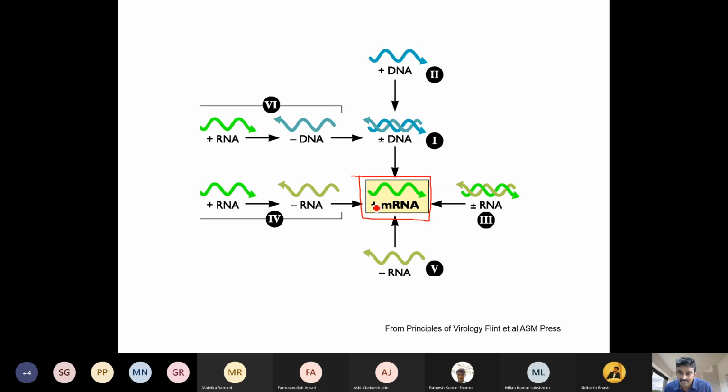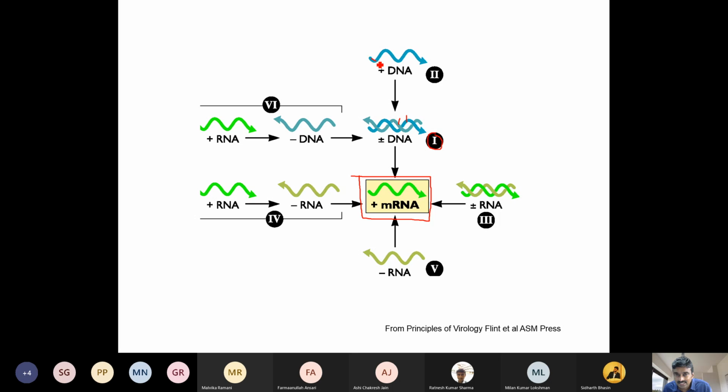Just like I told you, his entire theme is based on the fact that all viruses make their mRNA. So let's start with this class here. This is double-stranded DNA viruses. You have one strand here, you have the second strand here. You can see that. Now, one of these two strands will serve as template and mRNA will be made.